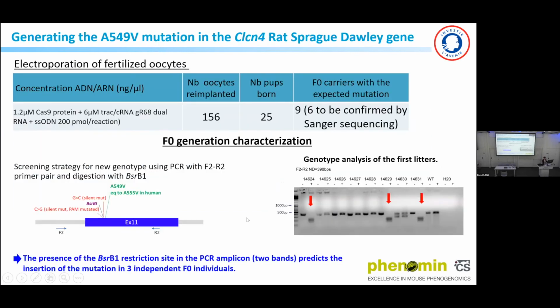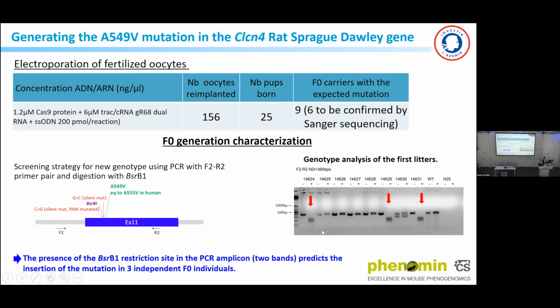So this is a very busy slide, but what is important is that the number of oocytes which have been injected, or electroporated, is around 156. From these re-implanted oocytes, they got 25 pups born, and it turned out that 9 of them carried the expected mutation. 6 still need to be confirmed, and this is how it looks.